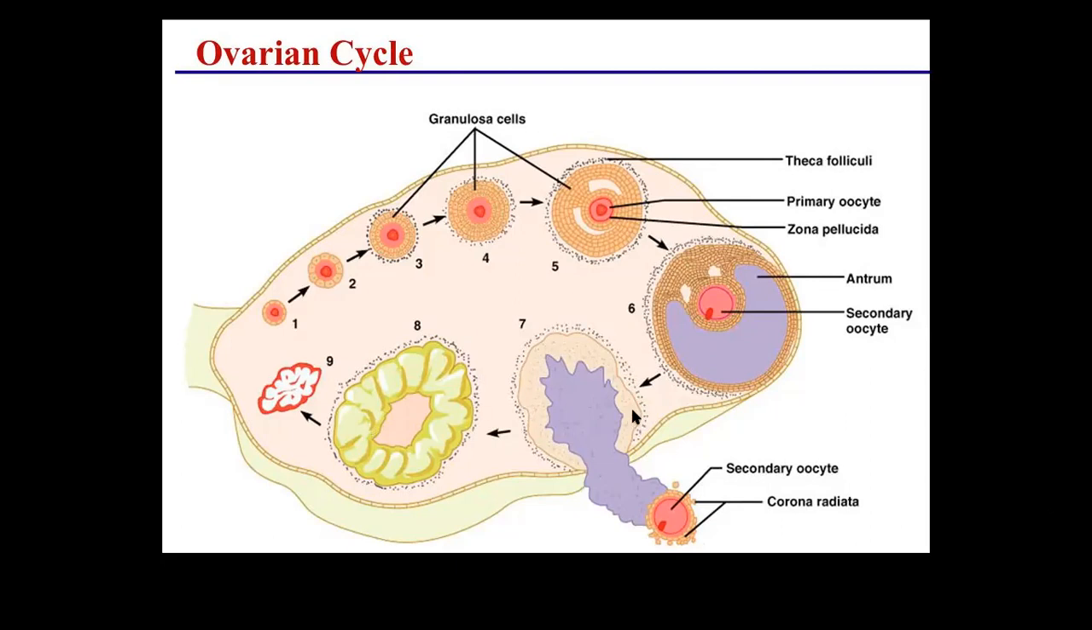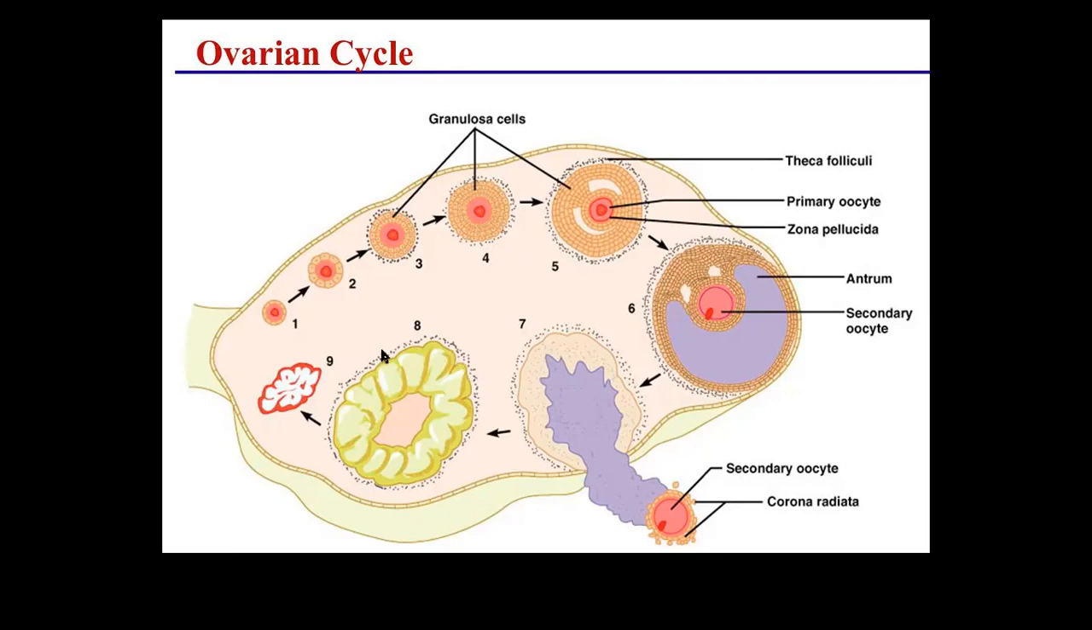The remaining cells will start accumulating a yellowish pigment called lutein. So this will become a yellowish body. When we say body, it is called corpus. Luteum is from lutein. It is accumulating lutein. So this product is called corpus luteum.